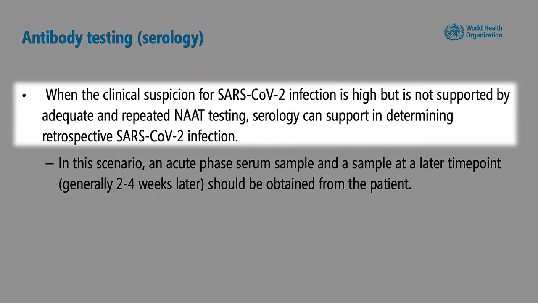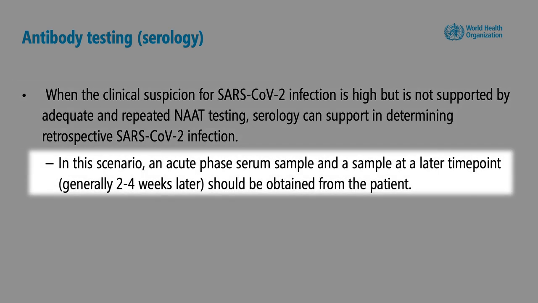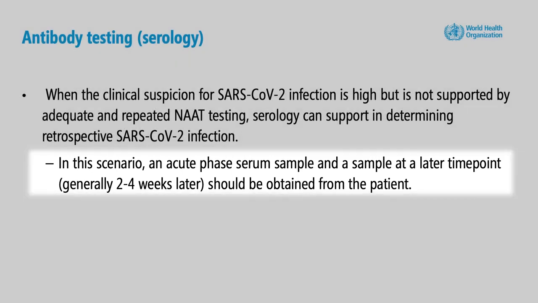When the clinical suspicion for SARS-CoV-2 infection is high, but is not supported by adequate and repeated nucleic acid amplification testing, serology can support in determining retrospective SARS-CoV-2 infection. In this situation, a serum sample taken in the acute phase of illness, as well as a sample at a later time point, generally 2 to 4 weeks later, should be obtained from the patient.